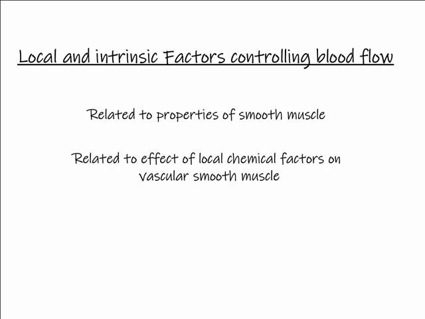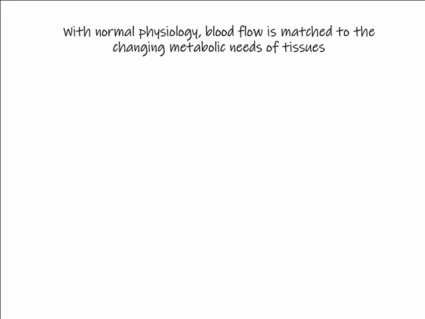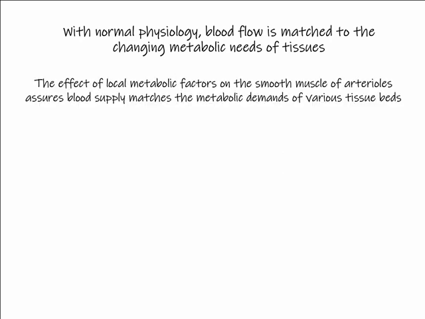Local factors or intrinsic factors also play an important role in controlling blood flow, and this is going to be related to some of the properties of smooth muscle. So smooth muscle, as we've talked about previously, has the ability to respond to a lot of different local factors, resulting in either constriction or relaxation. So one of the interesting things is with normal physiology, these factors are going to be relied upon heavily to make sure that we are providing adequate amount of blood flow to our tissue beds.